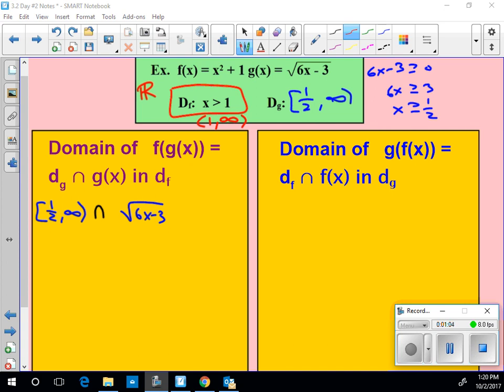No. It's been restricted artificially. Greater than 1. So I'm going to square both sides. 6x minus 3, if I square that, I get 6x minus 3. It just drops the square root. And on the other side, 1 squared is 1. So as I solve, it looks like I get 6x is greater than 4. So x is greater than 2/3.